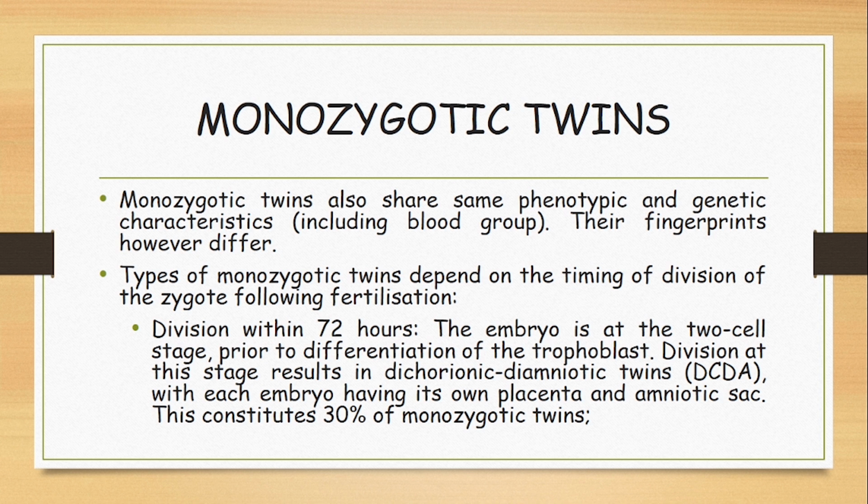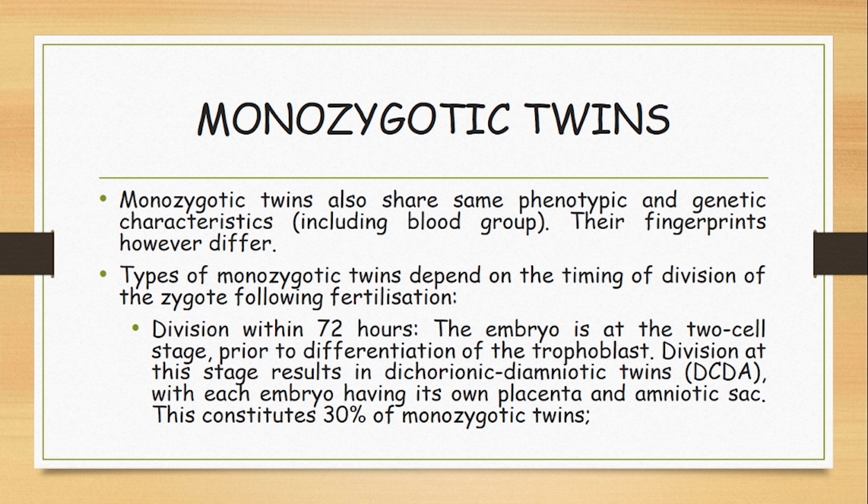The type of monozygotic twin depends on the timing of division of the zygote following fertilization. If division takes place within the first 72 hours, this is the two-cell stage, with about 2 cells prior to the differentiation of the trophoblast. Division at this stage will result in dichorionic diamniotic twins, with each embryo having its own placenta and amniotic sac.